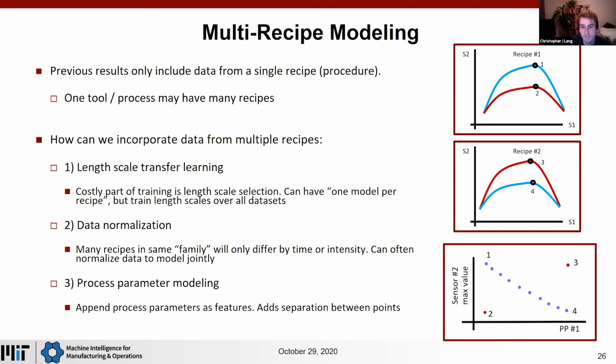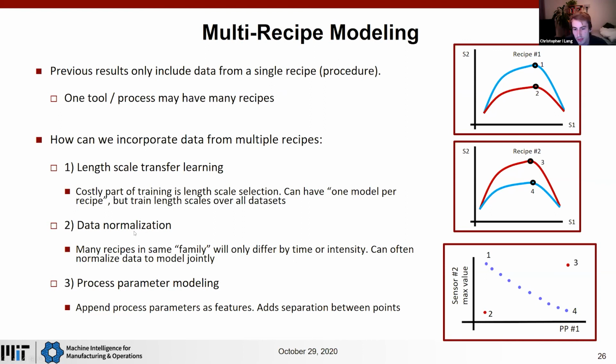A few different ways that we could deal with this. The first is what I would call length scale transfer learning. So really the costly part of the training is the choice of the length scales. And we could still very easily have one model per recipe, but train all of these length scales over all of the data sets. So we could have individual models for each recipe, but one single choice of length scale, which has been trained over all of those models.